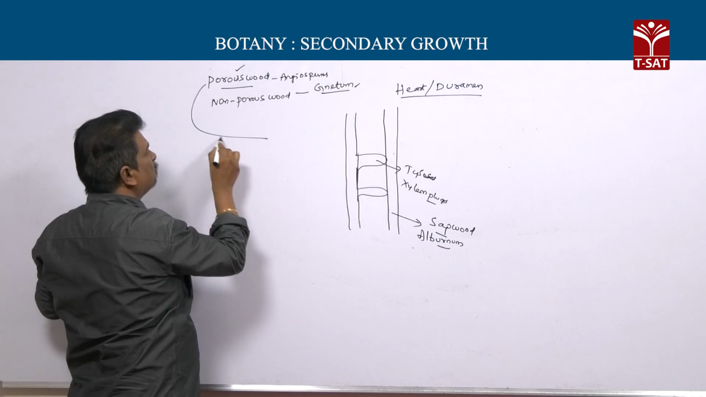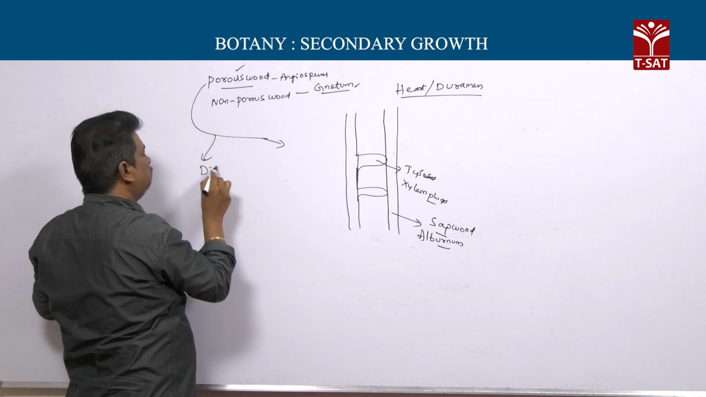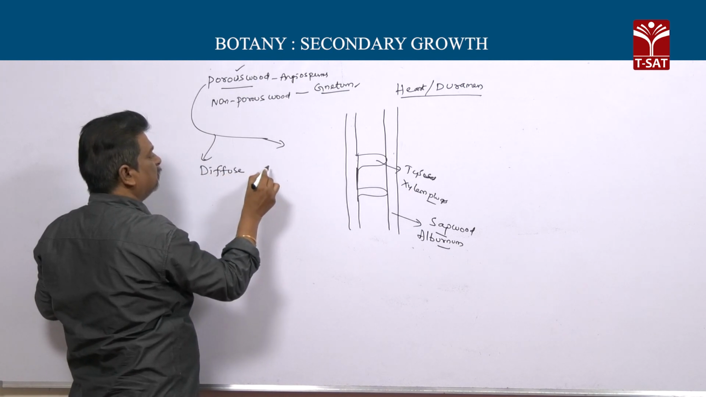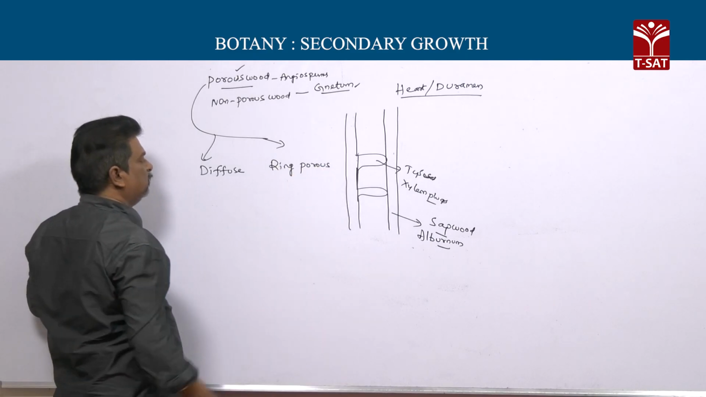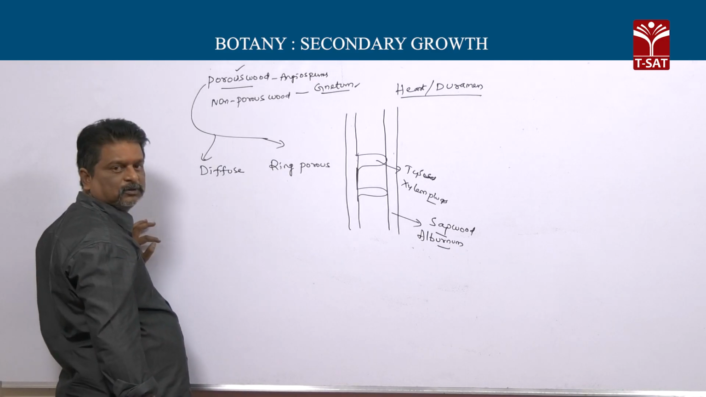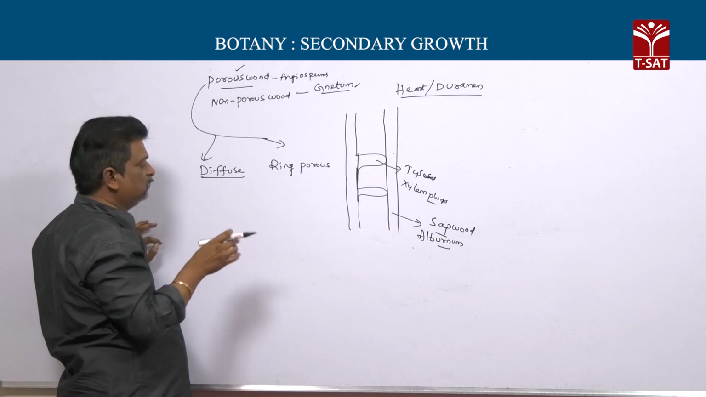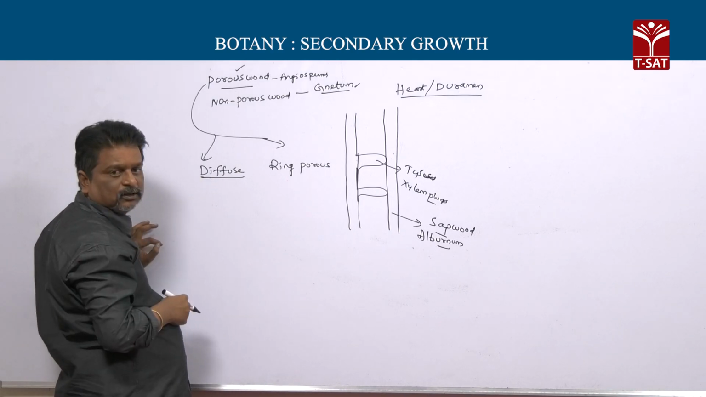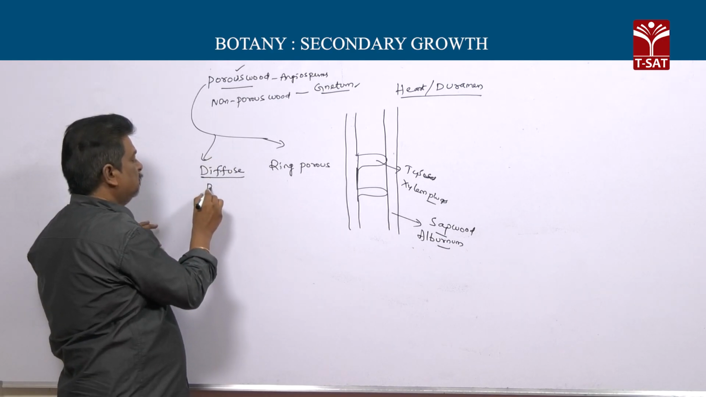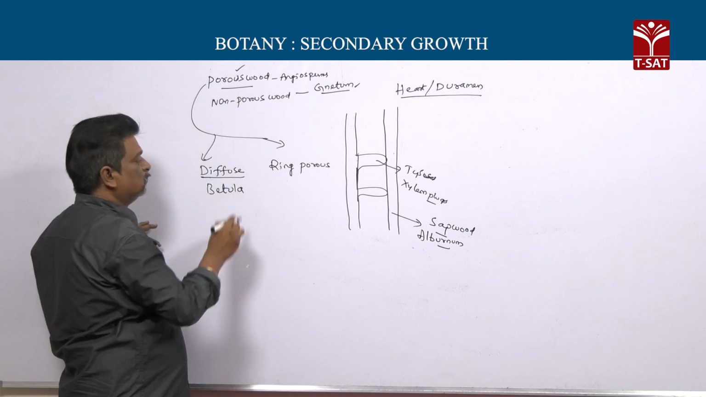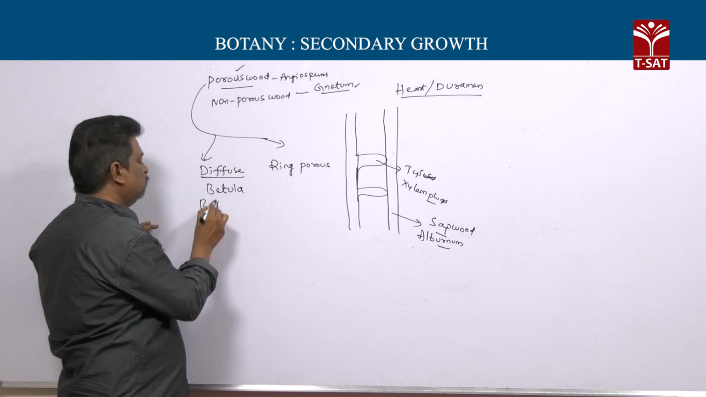Then this porous wood is of two types. One is called diffuse, and the second one is called ring porous wood. Diffuse means the xylem vessels are uniformly distributed throughout the wood. That is called diffuse. Example for diffuse: Betula.